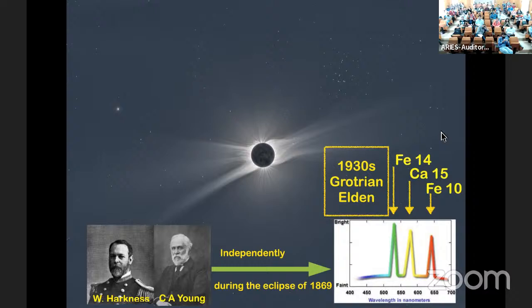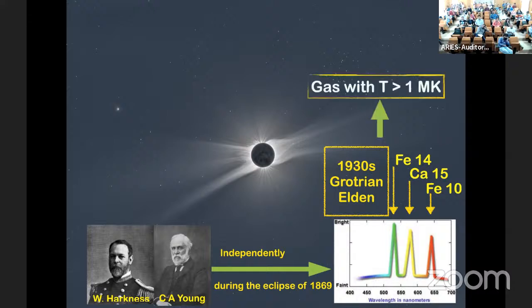In the 1930s, it was found that these lines are not due to any new element, but essentially because of the very high ionization of elements such as iron and calcium, right? So imagine how much energy you need for taking away one electron from hydrogen. Now imagine that if you have to take 13 or 14 electrons out from iron, how much energy you would need, and that would correspond to roughly a gas with a temperature of more than a million degrees, right?